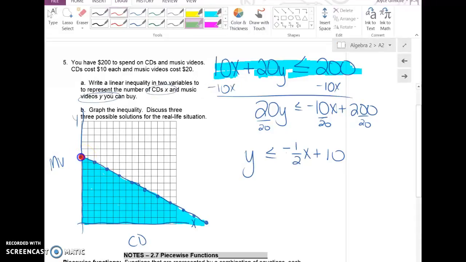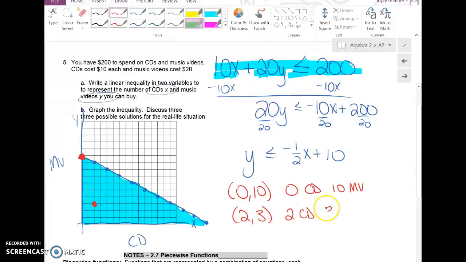3 possible solutions for this real-life situation. I could use this point. This point is 0, 10, and it indicates 0 CDs and 10 music videos. This point right here is 2, 3. And it indicates 2 CDs and 3 music videos. And you could go on to describe other situations based on this graph. But that shaded area shows you all of the possible combinations of CDs and music videos that you could buy and still spend $200 or less.